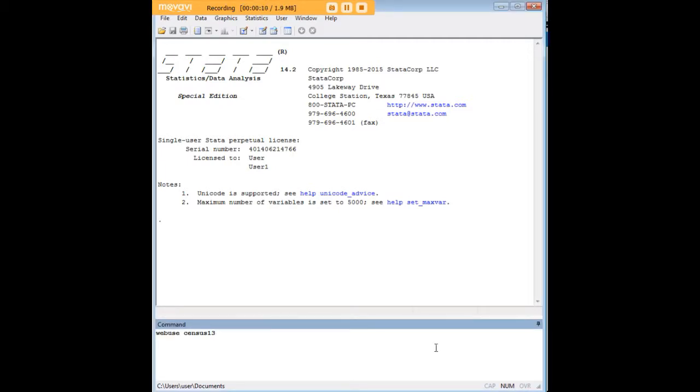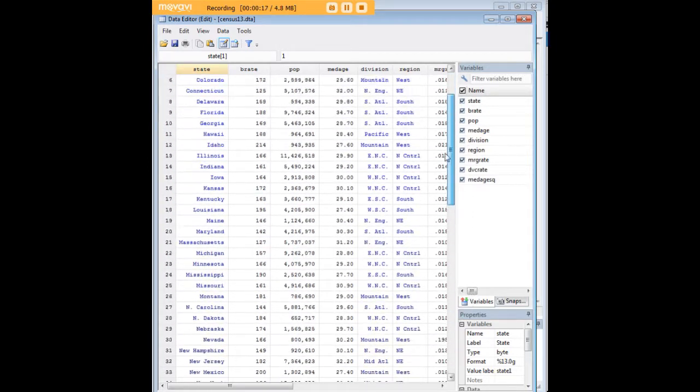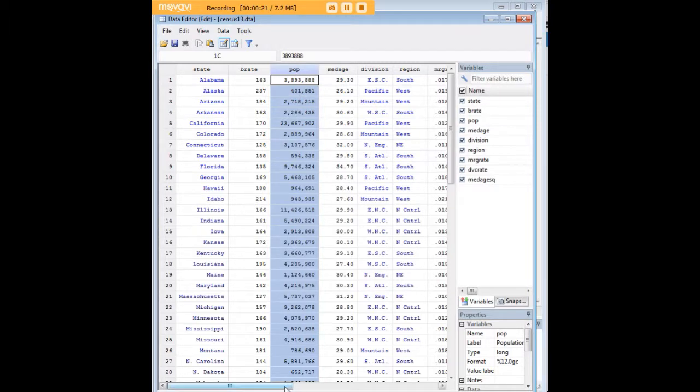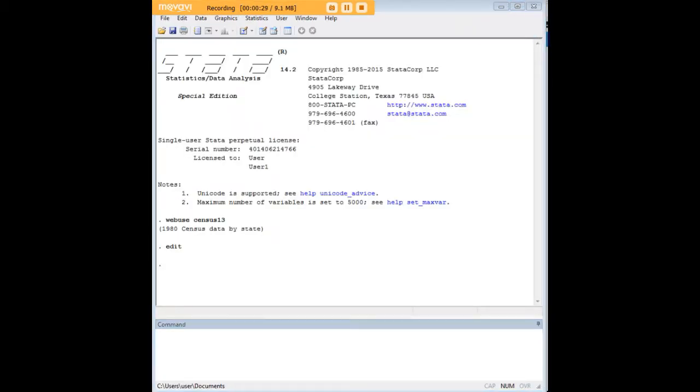In order to do so, let's go ahead and enter the command webuse census13 to pull up the census data set that's pre-built in Stata. And let's say that we're interested today in a pie chart of population by region. So we'd just like to see what share of population belongs to the different regions. The command is pretty simple for that.